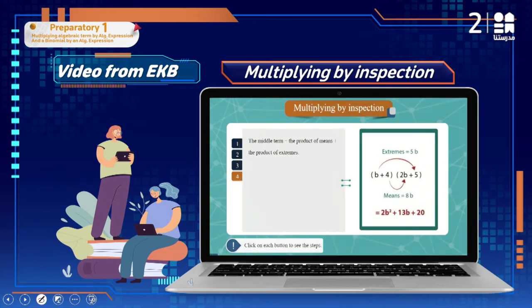To get the middle term, we need to get the product of the means, which is the result of multiplying 4 by 2b. That equals 8b plus the product of the extremes, which is the result of multiplying b by 5, that equals 5b. So the middle term equals 8b plus 5b, which equals 13b.